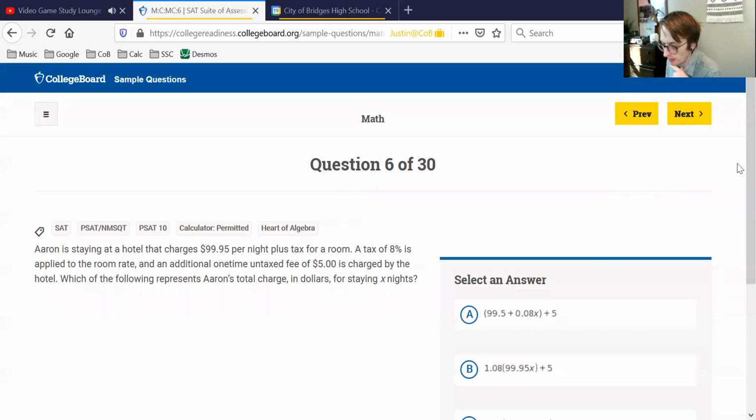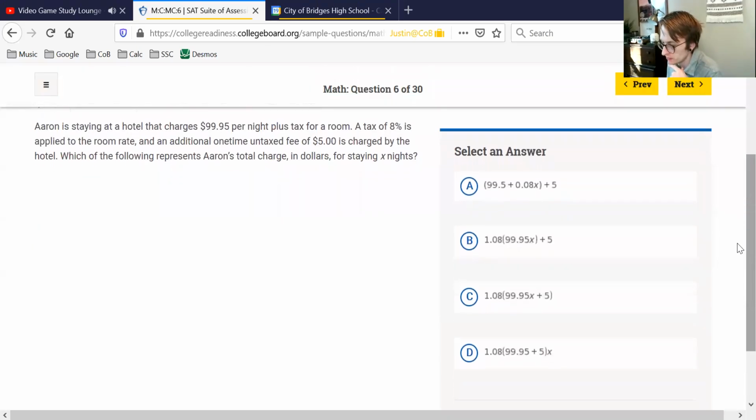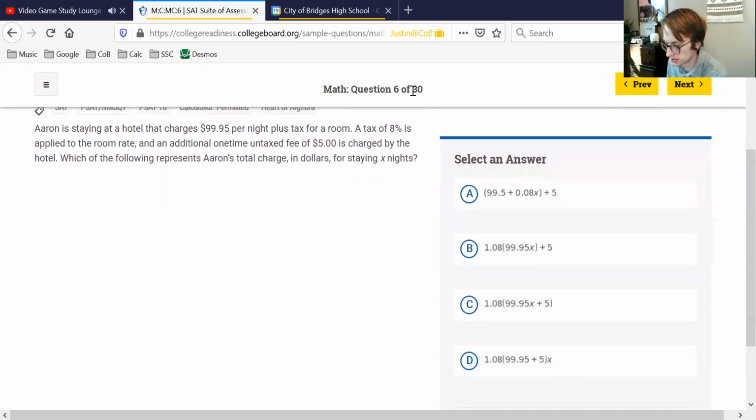Question 6 is about... all of these questions have the same numbers in them. They all have a 99.95, some kind of 0.08, and a 5. So we have this 0.08, 99.95, and a 5, 0.08, 99.95, 5, 0.08, 99.95, 5. These numbers are all the same. What's different is how they're being used and how they're being structured. That's what this question is having you check.